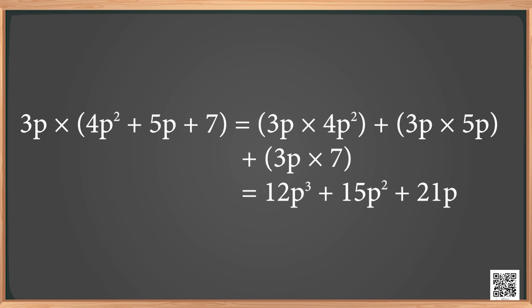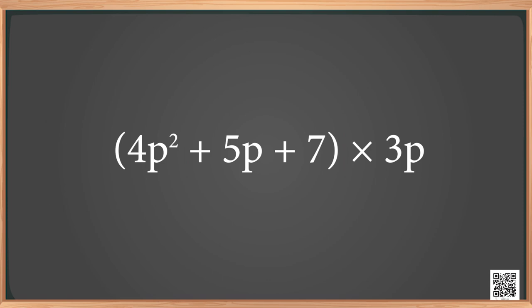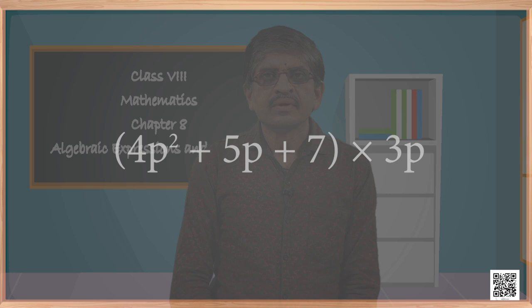We multiplied each term of the trinomial by the monomial and added the products. Hence, we observe that by using the distributive law, we are able to carry out the multiplication term by term. Now, you try to find the following product by yourself: 4p square plus 5p plus 7 into 3p.